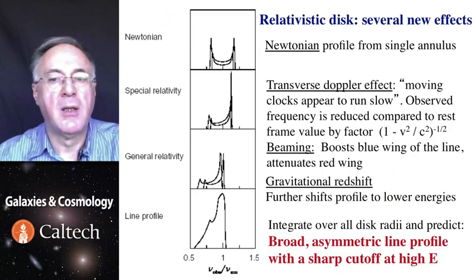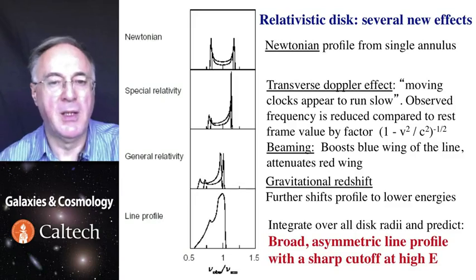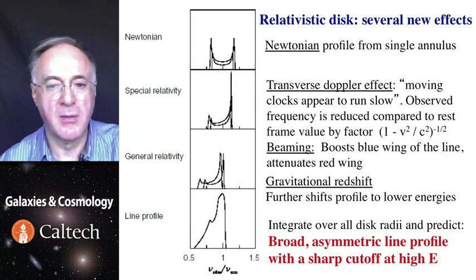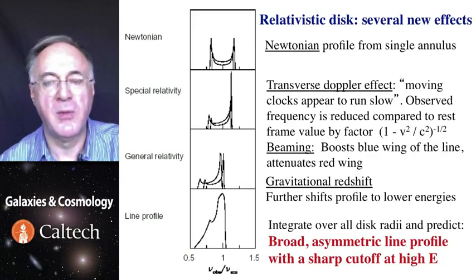First, there is the so-called transverse Doppler effect. Moving clocks run slower. And then also the beaming boosts the radiation that's coming, or the material coming towards you, and diminishes the one going away from you. Those two would create an asymmetric profile. One horn would be larger than the other.